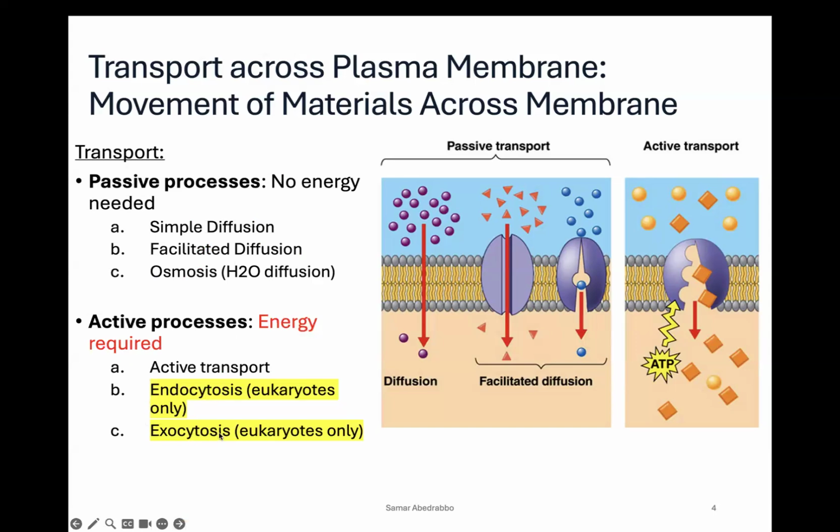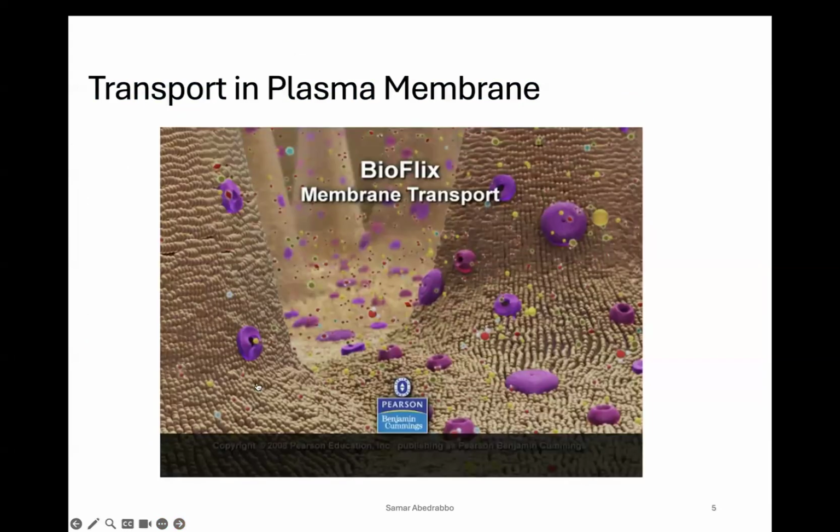Before we get into the details, I just want to say that prokaryotes and eukaryotes, all cells, have passive processes, meaning they have simple diffusion, facilitated diffusion, and osmosis. And all cells also have active transport. But in addition to these, eukaryotes also do endocytosis and exocytosis. Prokaryotes don't. Eukaryotes do all of these, plus these two. Prokaryotes, meaning bacteria, only do the things that aren't in yellow. Okay, so this is a video before we get into the details of each, because I think it sets a really nice tone for understanding this.